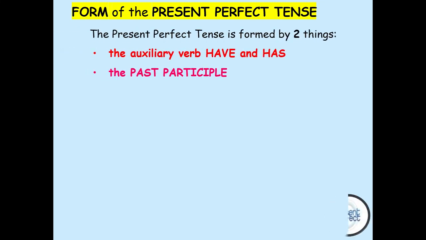There are two main things we need to form present perfect. The first one is the auxiliary verb, have and has. Have is used with I, you, we, they, so basically with plural subjects, and has is used with singular subjects, such as she, he, and it. The second thing we need is the past participle. What is the past participle? We can call it, in short, verb 3.